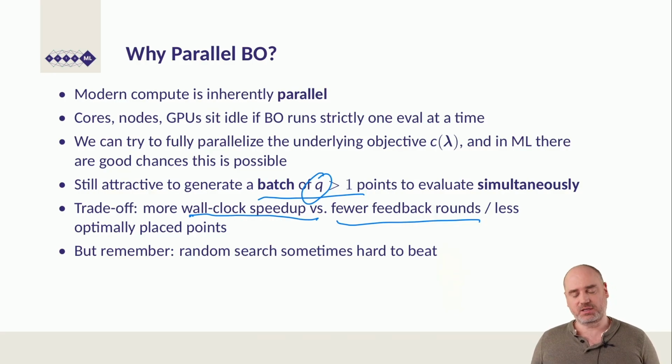On the other hand, we have already discussed that, especially in HPO and AutoML scenarios, random search is sometimes hard to beat. Random search mainly only explores the search space. So if we just get the exploration aspect right in this batch parallelization, this might already be worthwhile or good.